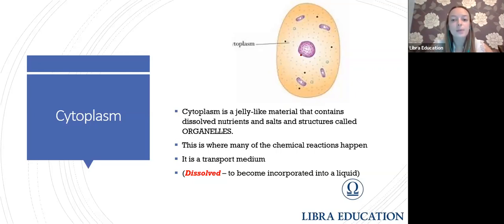And because of that, that's why when we label the cytoplasm, we can literally draw a line to anywhere in the cell, as long as it's obviously not directly touching one of the other organelles, because the cytoplasm spans the whole cell.